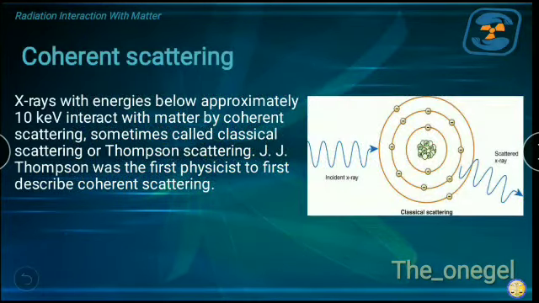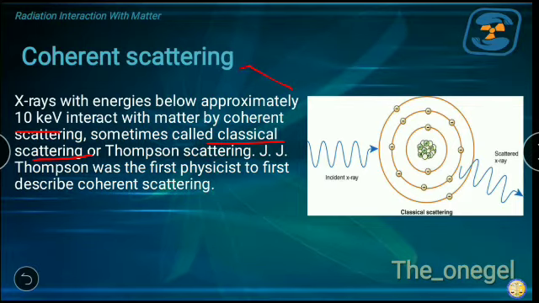Okay. So, first, we have coherent scattering. Coherent, in other words, this is called the classical scattering. Coherent or classical scattering, similar lang na, synonymous. So, X-rays with energies below approximately 10 kilo-electron volt interact with matter by coherent scattering. So, this is sometimes called classical scattering. Classical or coherent scattering has two types.